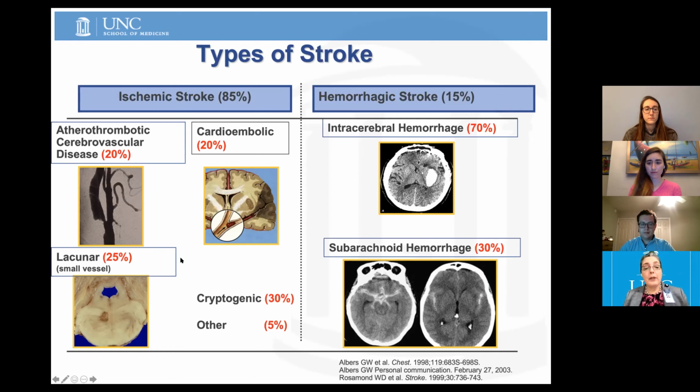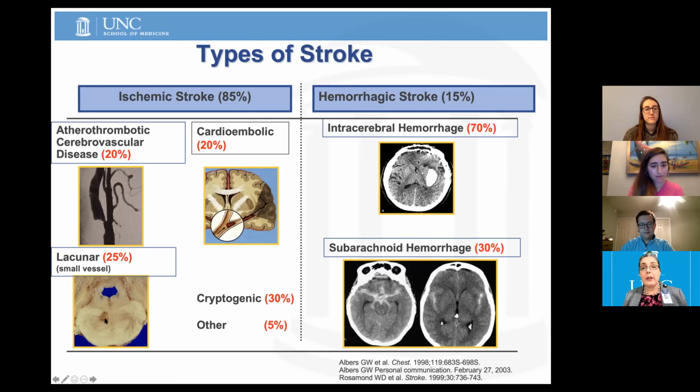And then there is this other type, which is about 25% of strokes, called the lacunar strokes. And, you know, we always like to be cool and have fancy words. So lacune is the French word for a very small lake. And the lacunar strokes are typically very, very small strokes. In this picture here, you'll see there's a tiny little hole in here.